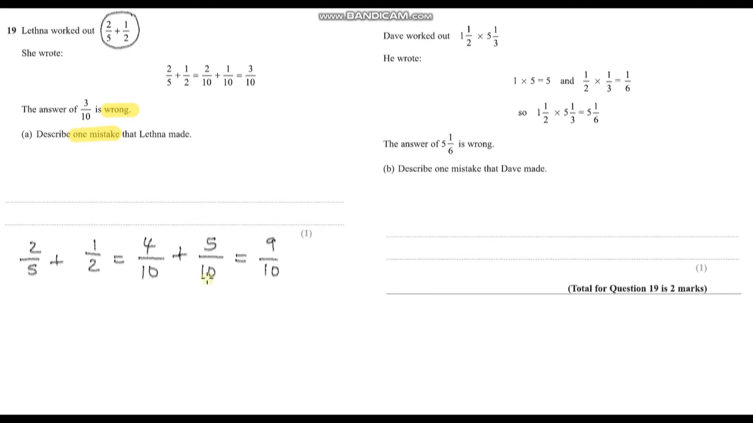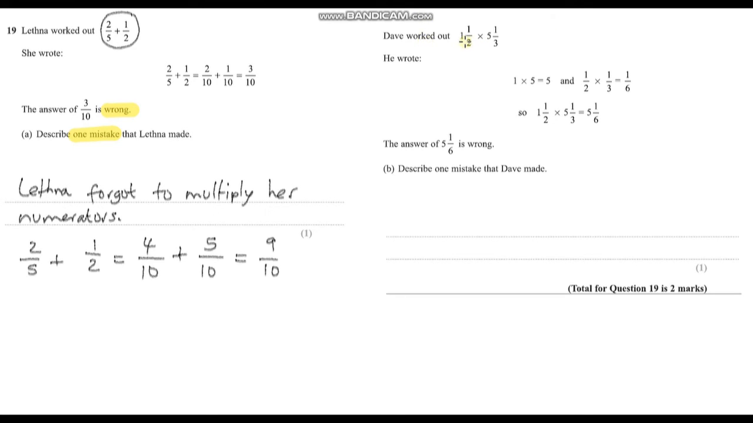They have found the lowest common multiple, but they have forgot to multiply their numerators. I can see that they've still got the 2 and the 1 over here. So that's all they forgot to do. They forgot to multiply their numerators. So I can say Lethna forgot to multiply her numerators. Okay, moving on to part B.